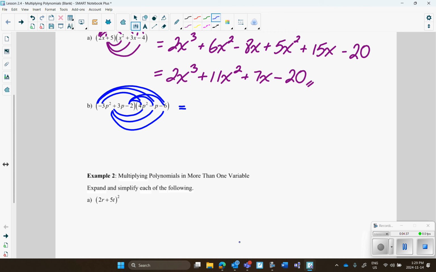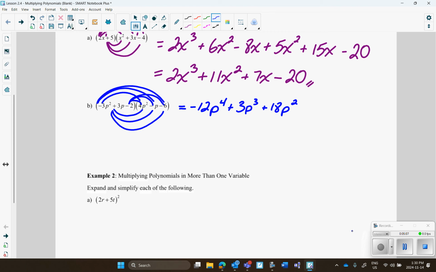Negative 3p squared times 4p squared. Negative 12p to the 4. Negative 3p squared times negative p. Positive 3p to the third, or p cubed. Negative 3p squared times negative 6. Positive 18p squared.